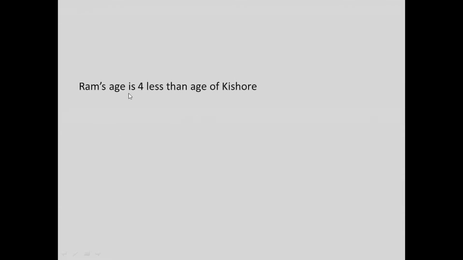Next example. Ram's age is 4 less than age of Kishore. So similar to previous example, but less than means minus. So here the reference is age of Kishore. Age of Kishore less than means minus 4. We get age of Ram. Please note that it is not 4 minus k, it is k minus 4. Age of Kishore is the reference and you subtract 4 from it.